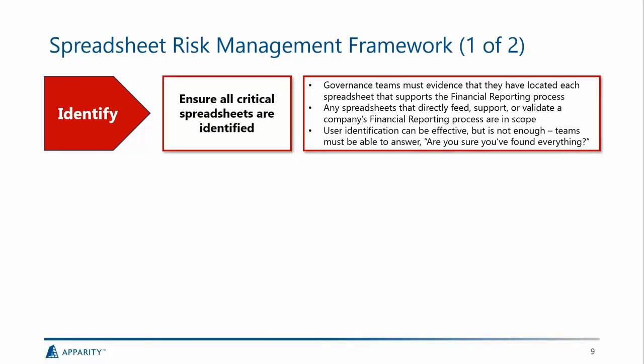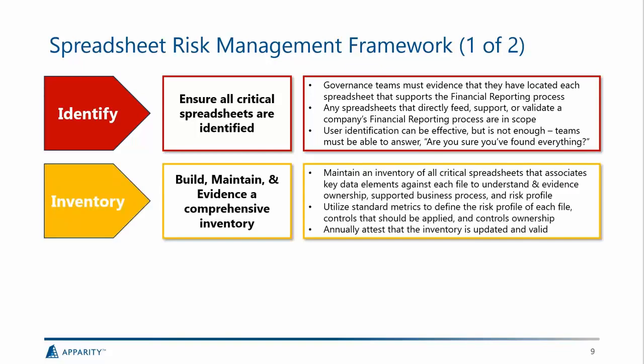Now, while identification is nice and a great step, you still see that we have it listed in red there. As we grow this program and build out our policy more and more, the next core component is being able to maintain an effective inventory of all your spreadsheets. You'll hear me say time and time again, evidencing. Building, maintaining, and evidencing that you have an inventory built is critical. The reason we say evidencing very often is that it's not enough to do these steps. You have to be able to prove that you've done them.